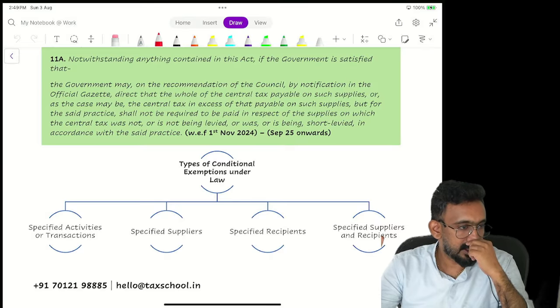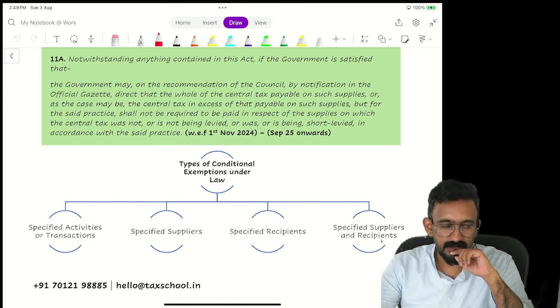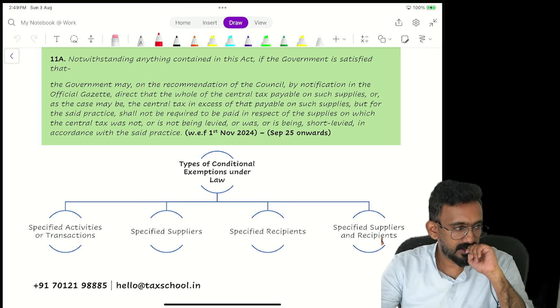Notwithstanding anything contained in this Act, if the government is satisfied, the government may, on the recommendation of the GST Council, by notification in the official gazette, direct that the whole of the central GST payable on such supplies, or as the case may be, the central tax in excess of the amount payable on such supplies but for the said practice, shall not be required to be paid in respect of the supplies for which the tax was not or is not being levied, or was or is being short levied, in accordance with the said practice.